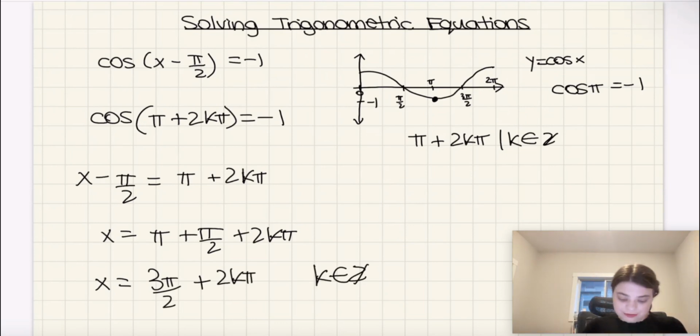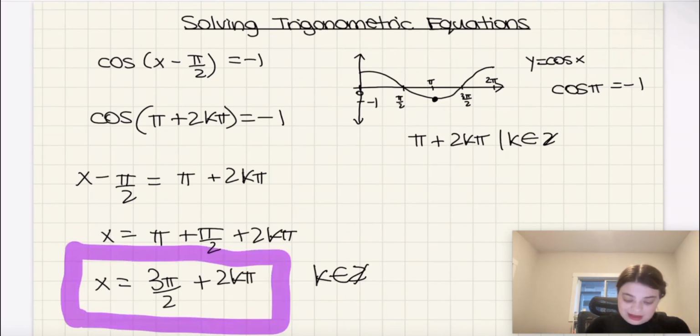That's our final answer. Now, again, if we were asked to just find it within a certain domain, we could plug in certain values for k that would give us answers within the domain we were asking for. However, that's not the case here. Here, they didn't give us any guidelines like that. So we could just leave it as this overall answer here, which encompasses all those different places.